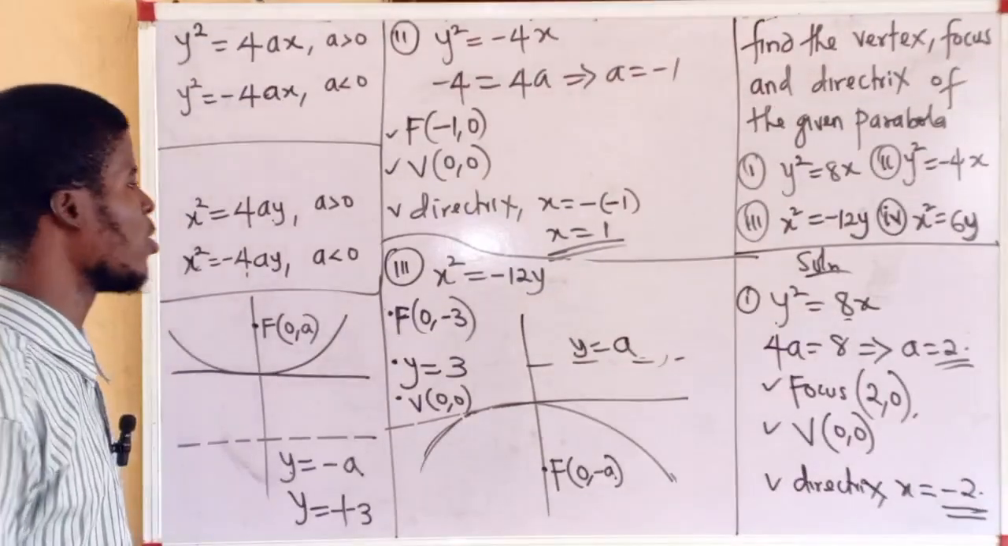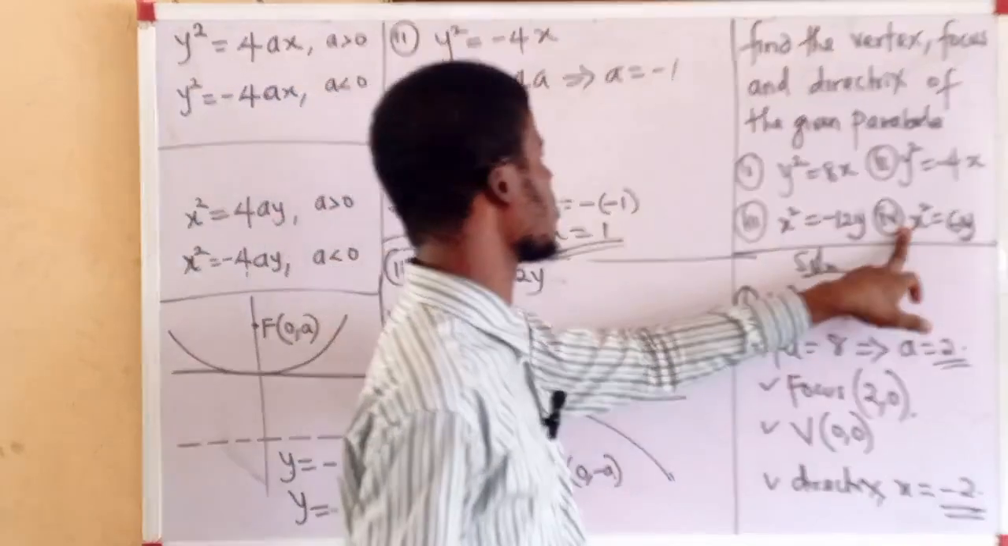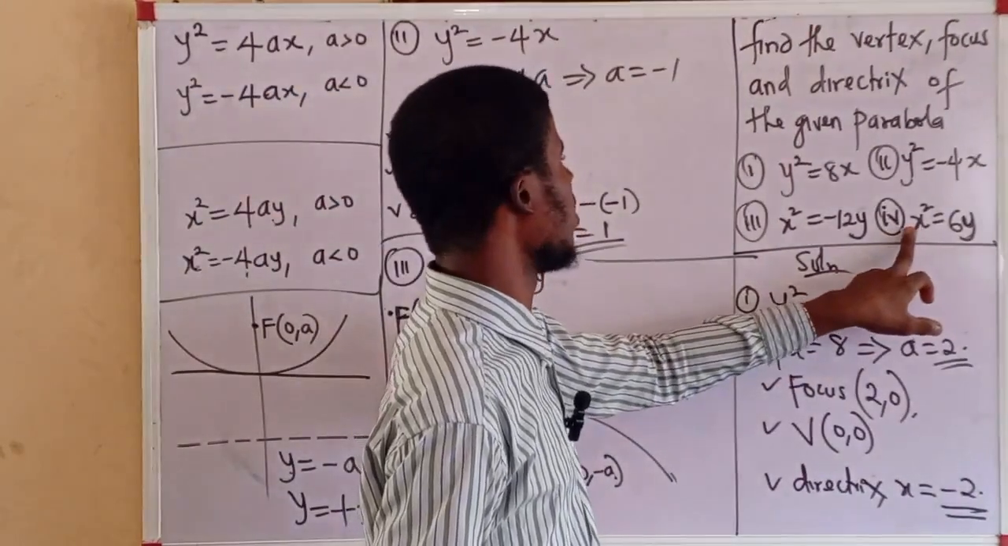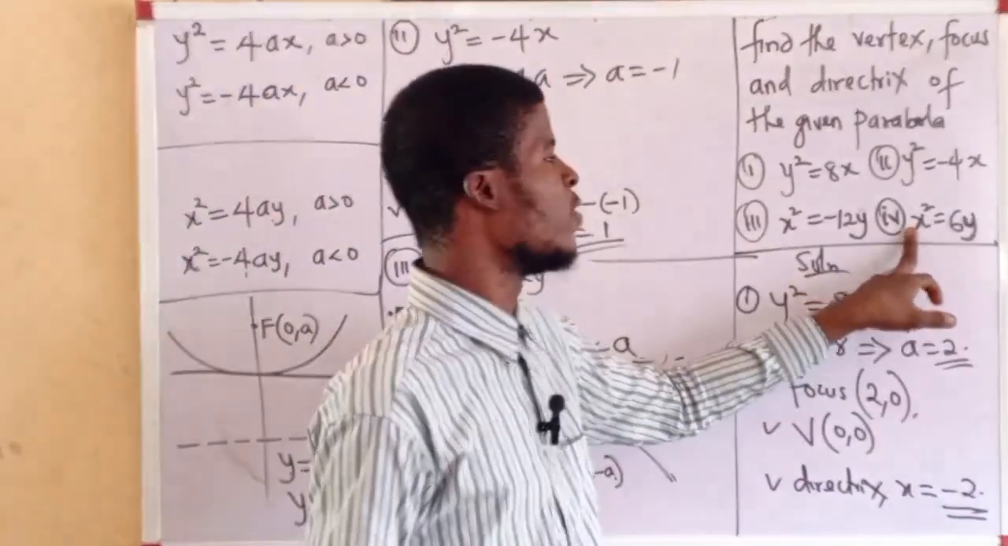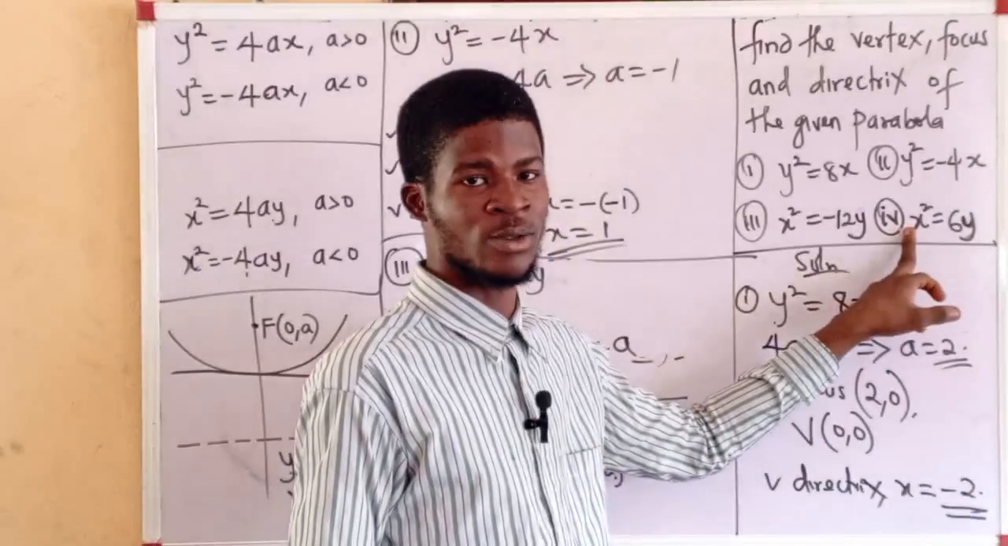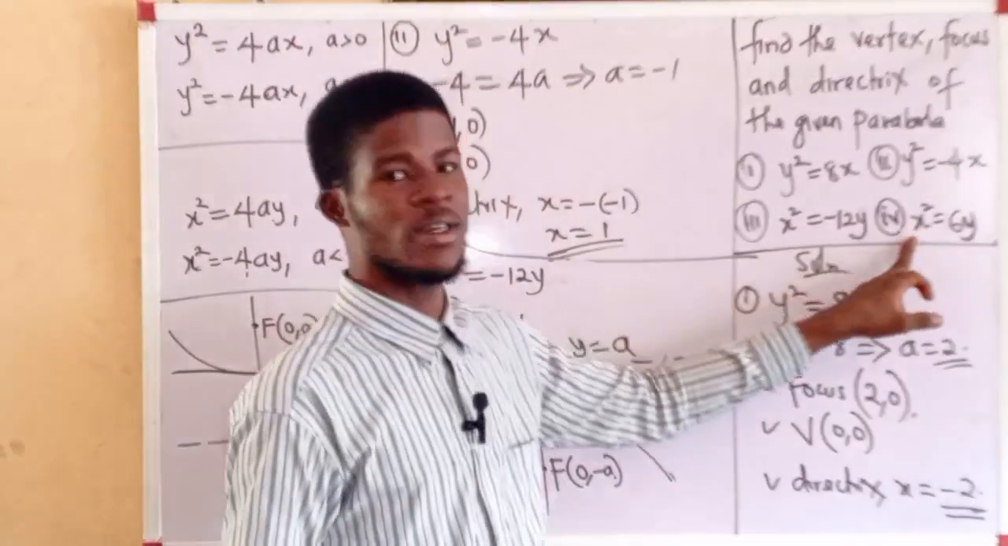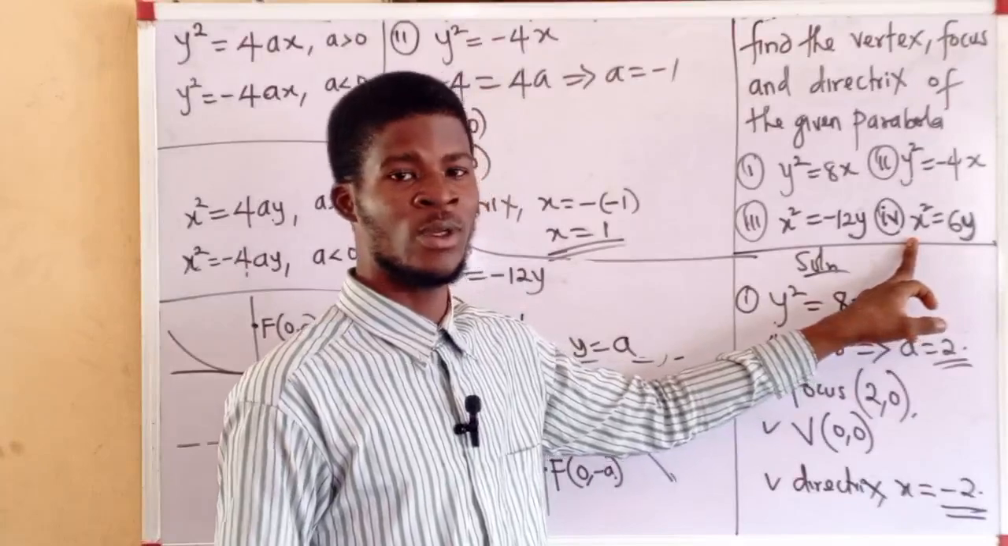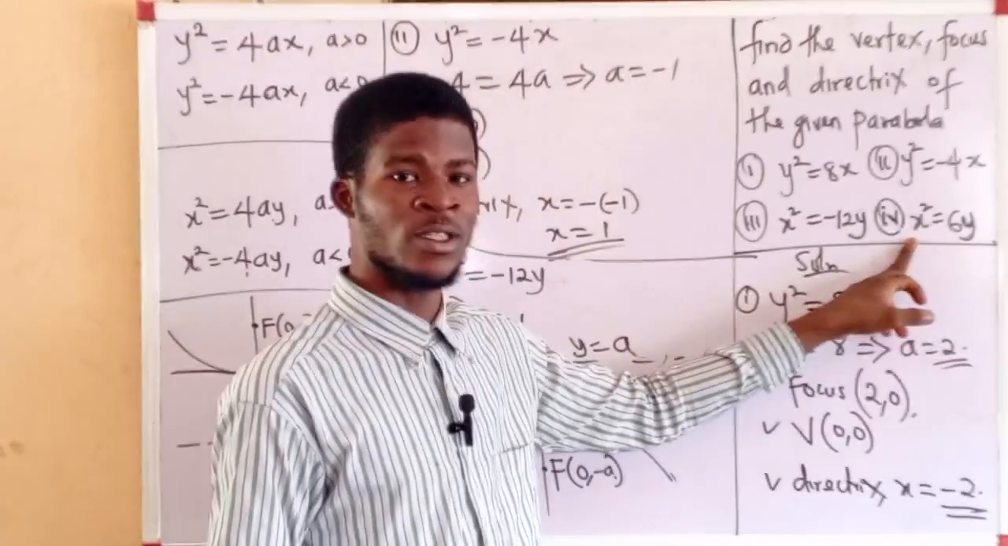So I wanted you to solve this. Determine the vertex, the directrix, and the focus of the parabola that has this equation. Solve it and drop your answer in the comment section, and I'm going to review it.